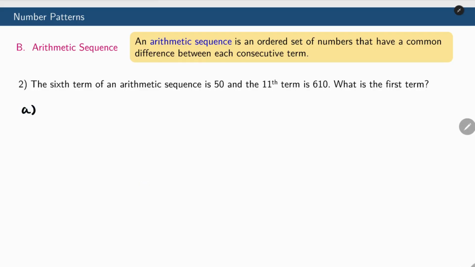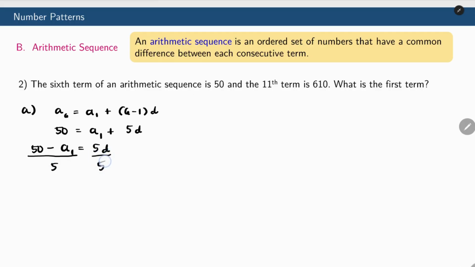Now, from the 6th term, note that a sub 6 is equal to a sub 1 plus 6 minus 1 times d. Your sixth term is 50, your a sub 1 is missing, and then we have here 5d. We can solve for the d, the common difference. Manipulating the equation, we will have 50 minus a sub 1 equals 5d. Dividing both sides of the equation by 5.